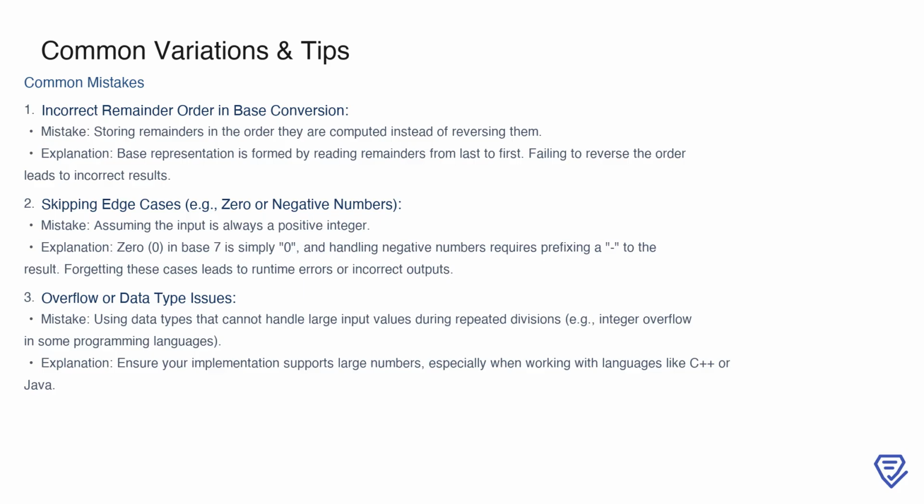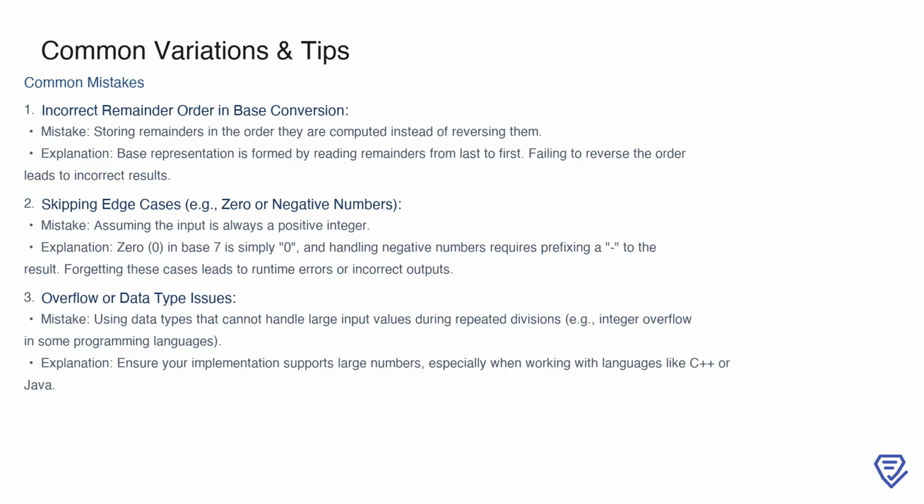When working on base conversion problems, there are a few common mistakes to watch out for. One of the most frequent errors is storing the remainders in the order they are computed without reversing them. Remember, the correct base representation is read from the last remainder to the first. If this step is skipped, the result will be incorrect. Another common pitfall is skipping edge cases, such as 0 or negative numbers. For example, 0 in base 7 is represented simply as 0, and for negative numbers, you'll need to prefix the result with a dash sign. Forgetting these can lead to runtime errors or incorrect outputs.